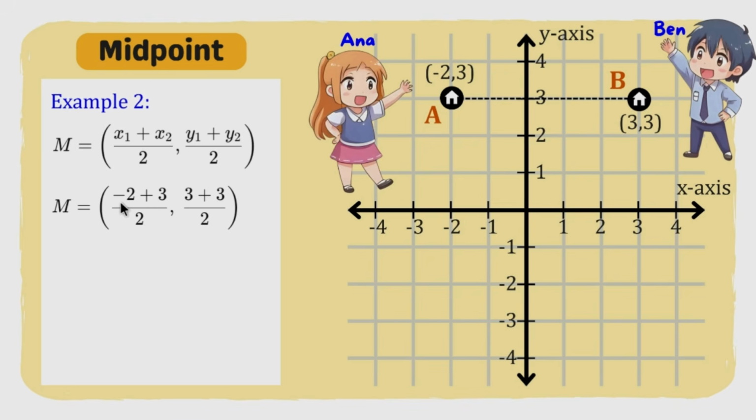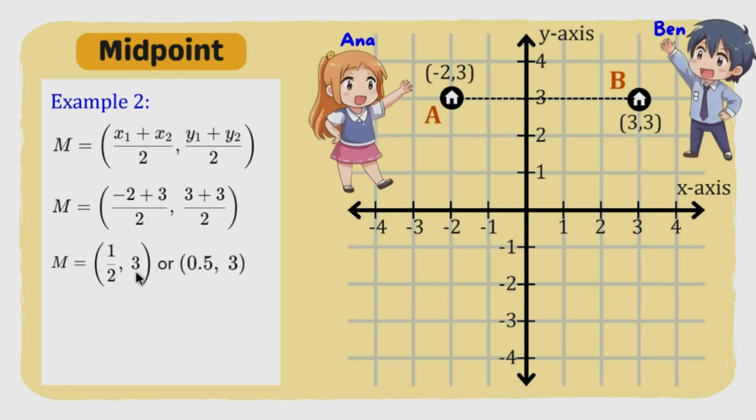So let's just operate. Negative 2 plus 3, it will give you 1. And then 3 plus 3, it will give you 6. If you divide it by 2, magiging 3 din po siya. So nasimplify lang po ito. I repeat, negative 2 plus 3, it will give you positive 1 over 2. Next, 3 plus 3, it will give you 6 over 2. So, 6 divided by 2, it will give you 3. Naging whole number na po siya.